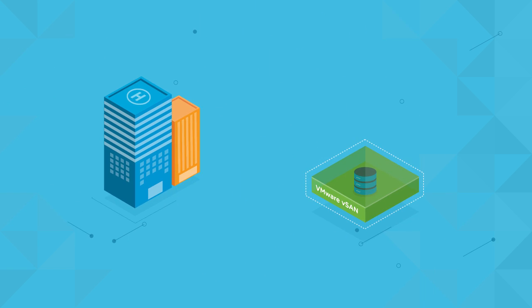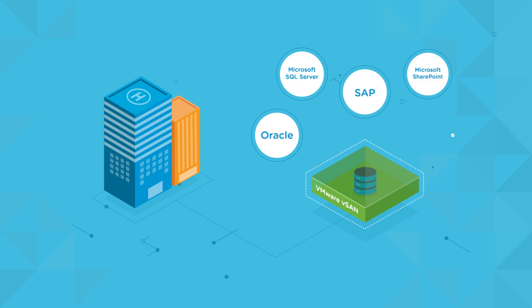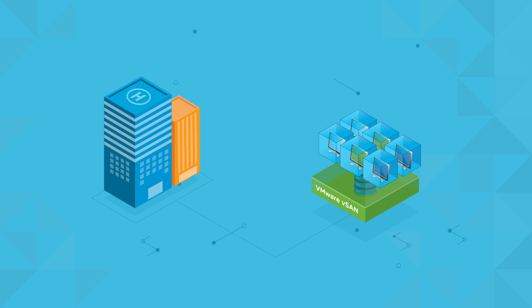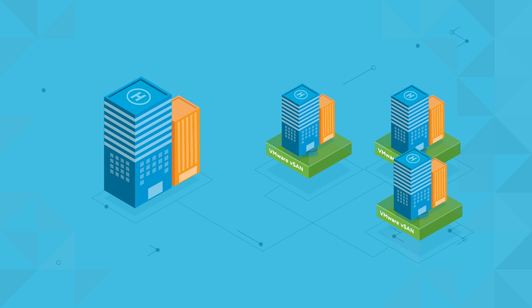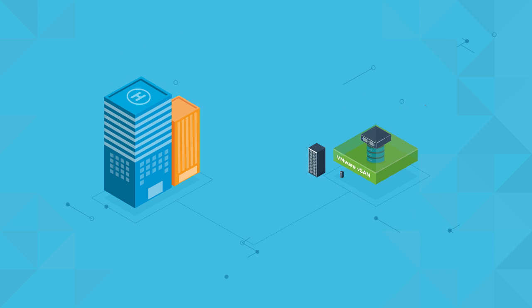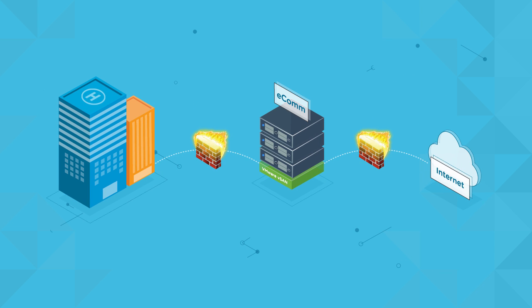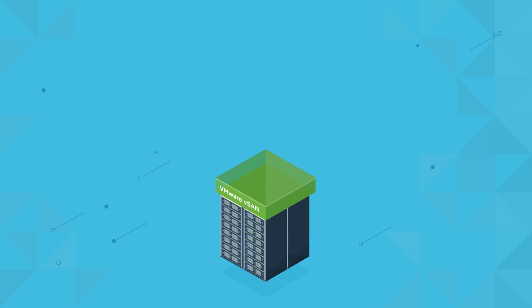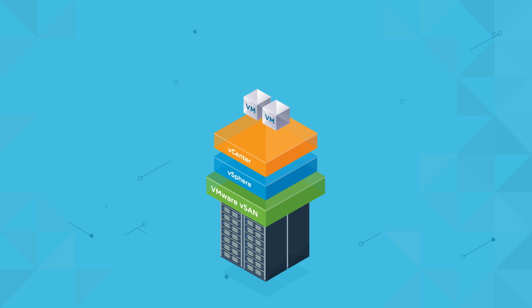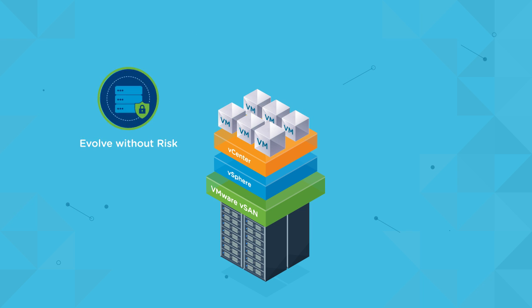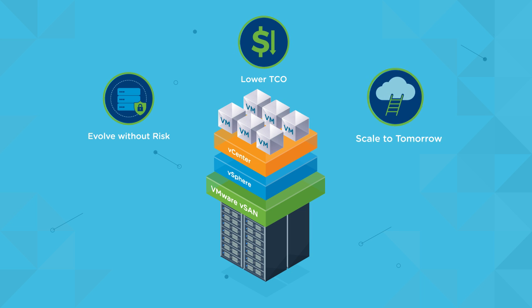Organizations around the world have already implemented vSAN for a variety of use cases, including business-critical applications, virtual desktops, remote offices, disaster recovery sites, management clusters, and security zones. Hyperconverged infrastructure, powered by VMware vSAN, is the industry's leading HCI platform, with a variety of deployment options on industry-standard x86 hardware. vSAN lets you evolve without risk, lower TCO, and scale to tomorrow.